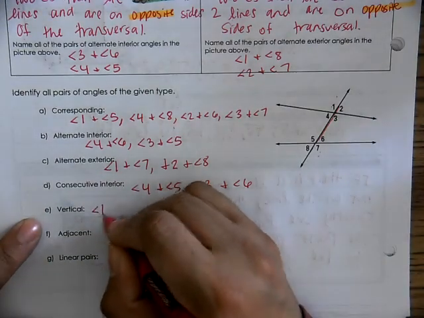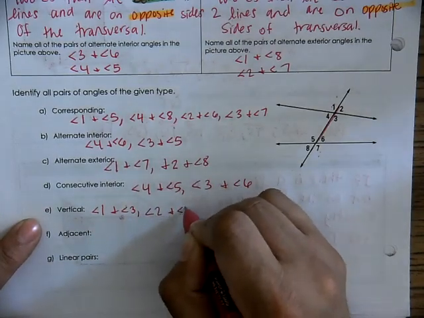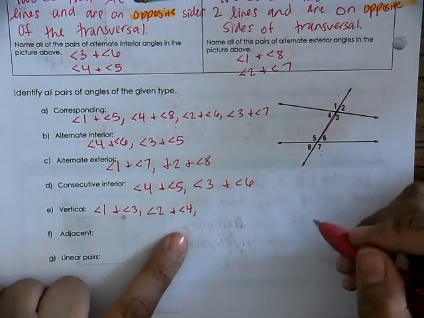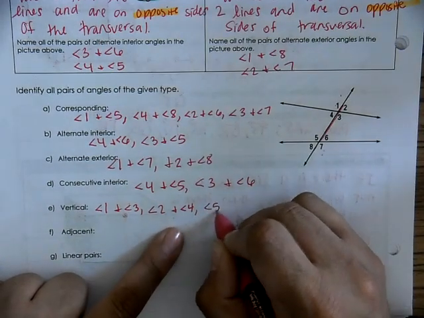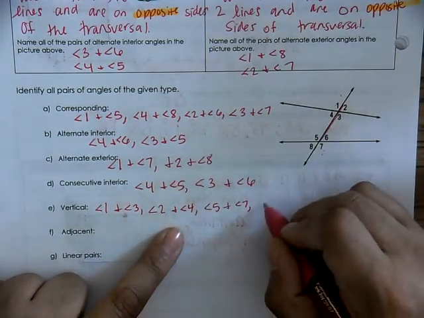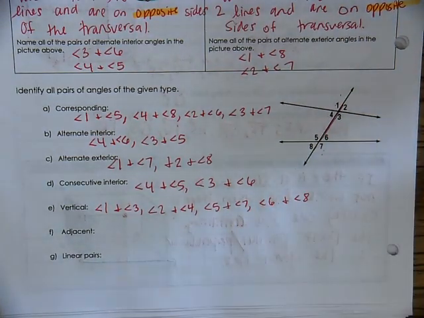Vertical, we have 1 and 3, 2 and 4. Most of you did pretty well with this on the quiz when you identified it on one of the proofs. So we have 5 and 7. And 6 and 8. Those are the only vertical angles because remember they have to be intersecting lines that create, and they're across from each other.